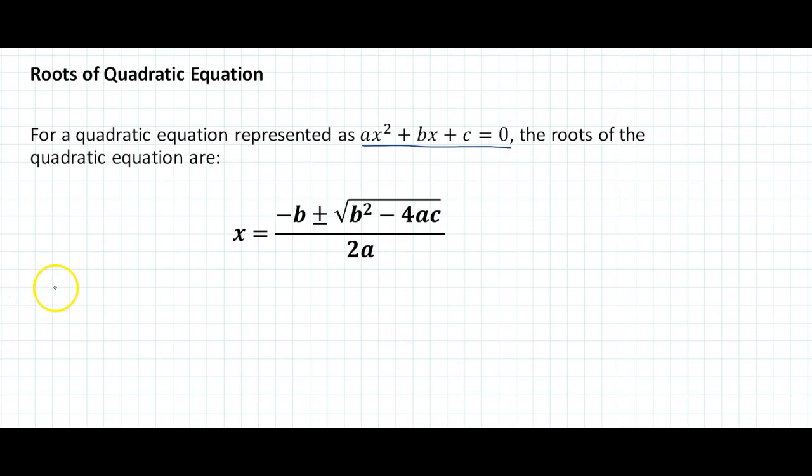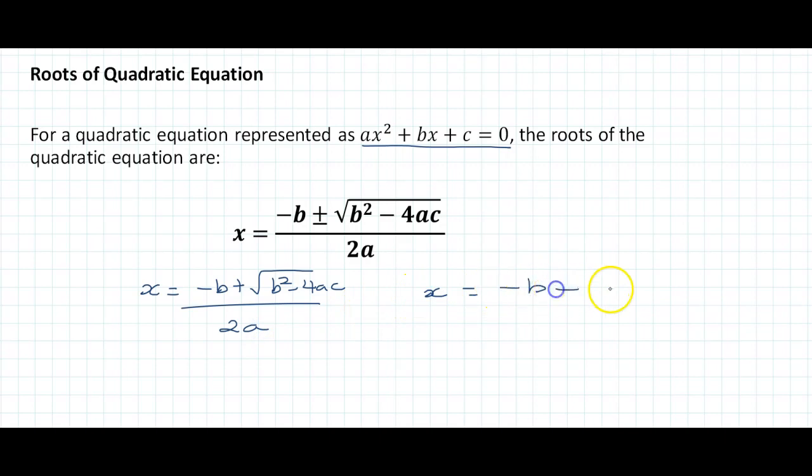And so if you look at this, this is also the same as saying you have two values, x equal to negative b plus the square root of b squared minus 4ac over 2a, and then you also have x equal to negative b minus the square root of b squared minus 4ac over 2a. So those are the two different roots that you have for this standard quadratic equation.